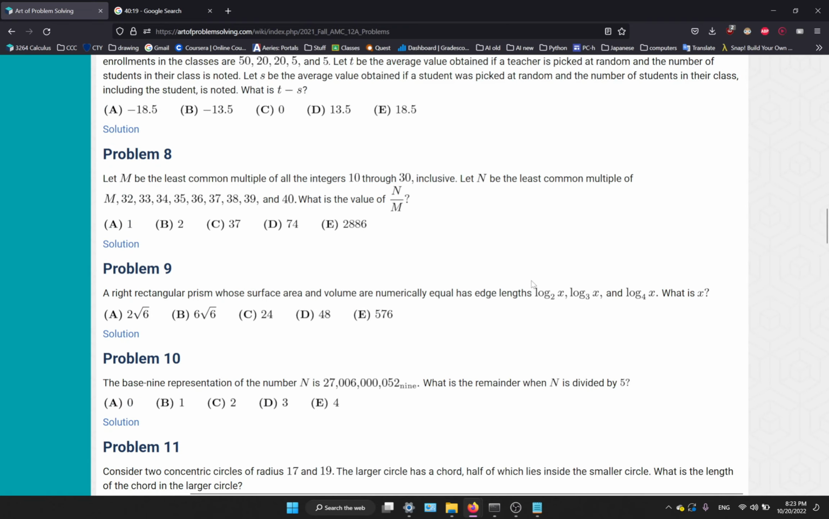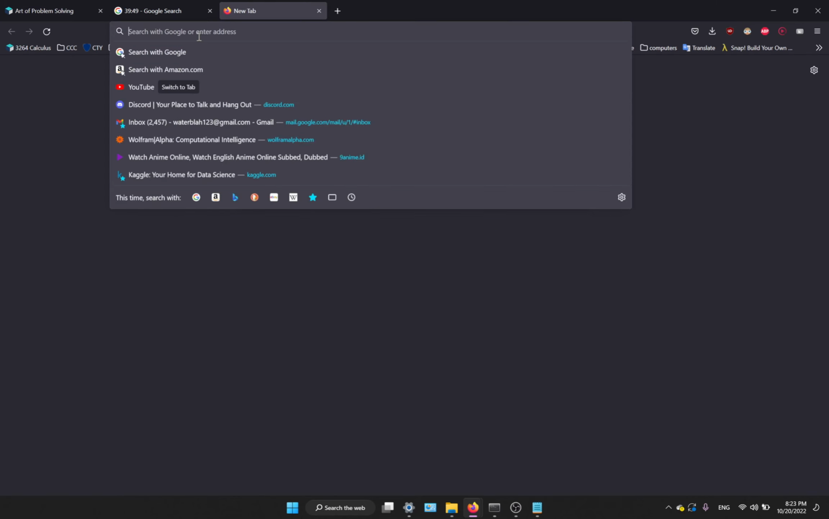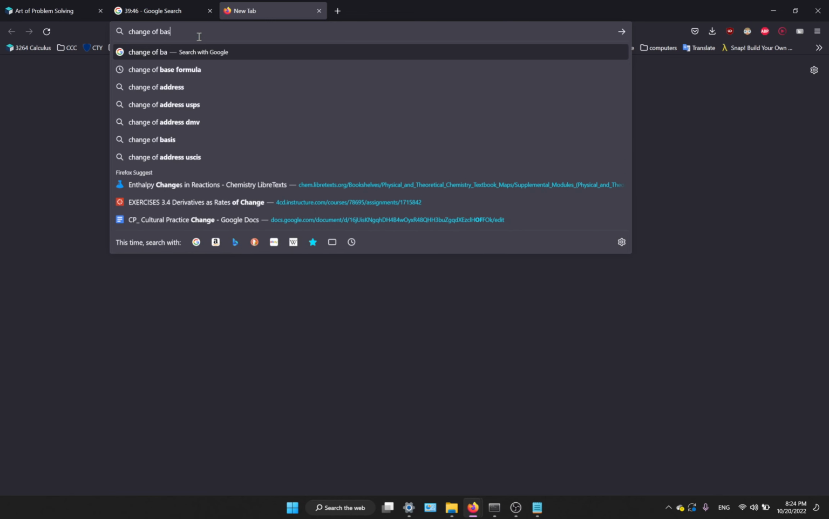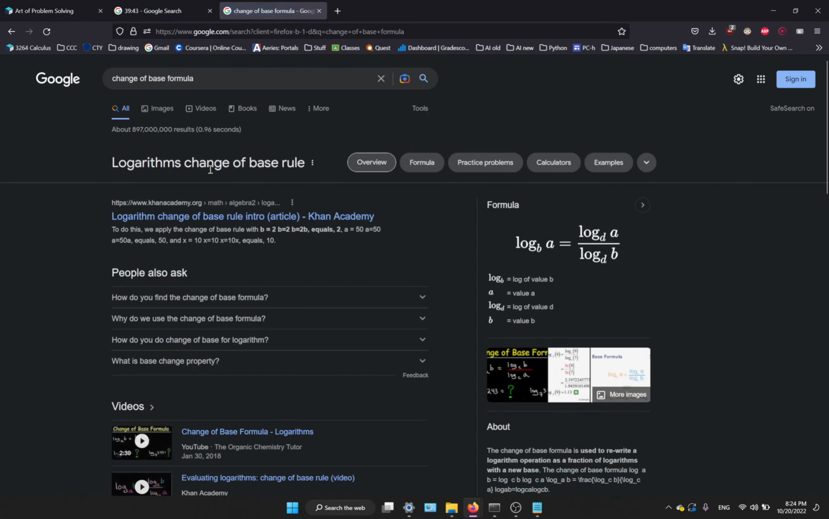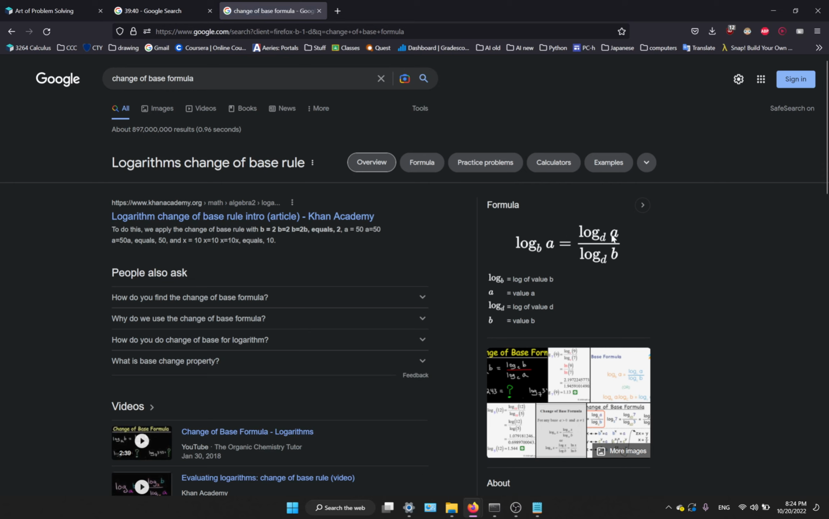What is x? How do you multiply logs? I forget. If they have the same base, then you can just multiply. Okay, I'm gonna have to Google something here. I'm sorry. This is gonna be the change of base formula. I forgot this. I know it, and I'm gonna memorize this.